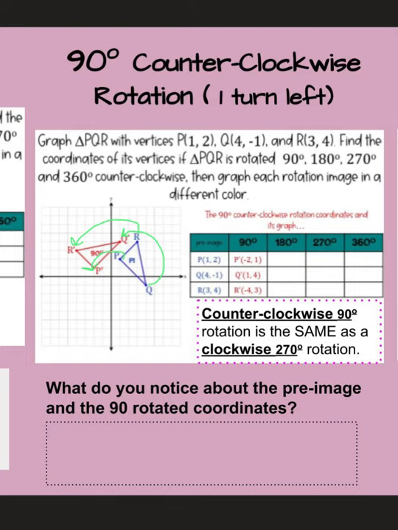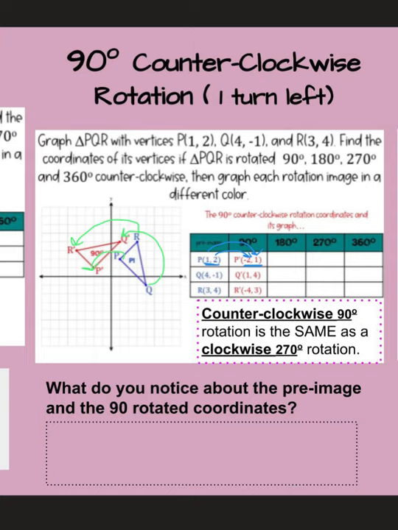Looking at the coordinates, we originally had 1 and 2. Now it became -2 and 1. What do you notice about the pre-image and the 90-degree rotated coordinates? They're the same, so they both have a 1 and a 2, but if you notice, the x value moved to the y spot and the y coordinate moved to the x spot.